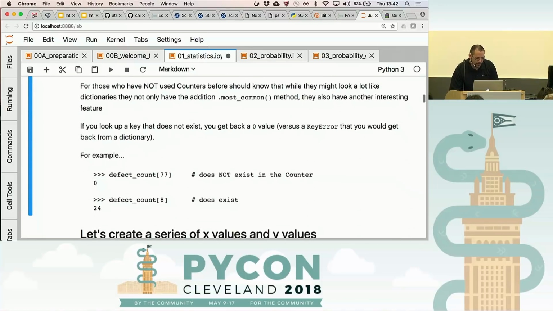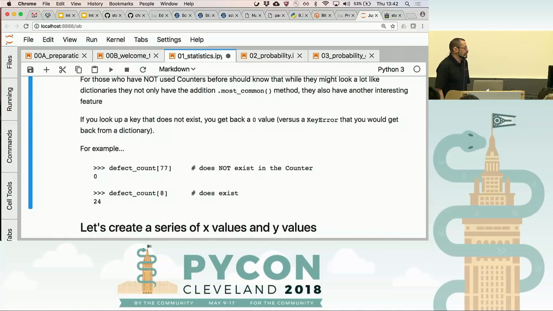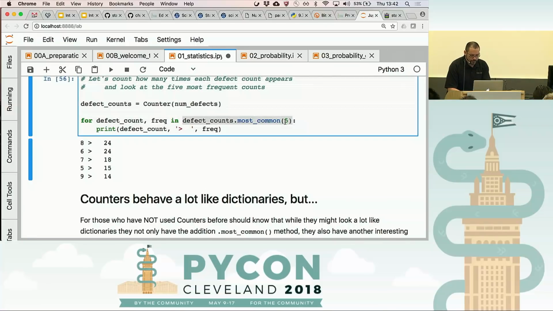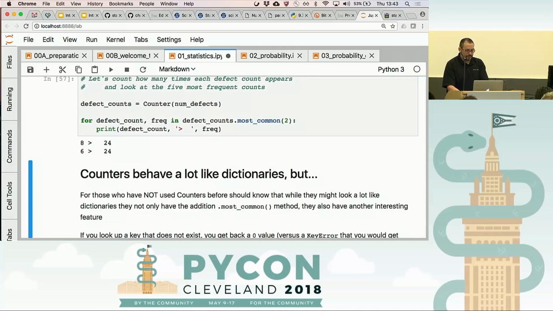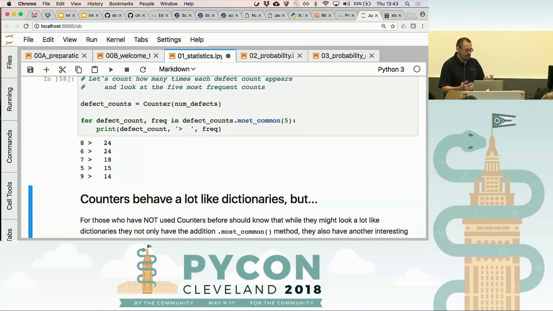All right. I mentioned that counters look a little bit like dictionaries. There's 2 nuances that you should know. They have this kind of extra method that we just saw called most common that allows us to find out what are the most common things. And I can tell it I want to see the 2 most common items, and it'll give me that. Or I can say I want to see the 5 most common items, and it'll give me more.